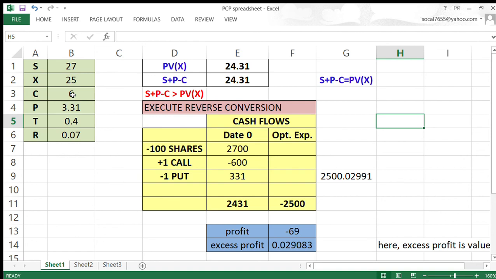So now let's look here and see. In this case, the call has $2 of intrinsic value, because 27 minus 25 is 2, and hence $4, I just write here, $4 of time value. And the put is out of the money, so every penny of its value is time value. And there, 4 minus 3.31 is about the difference that we need to see in time values in this circumstance for put call parity to hold.